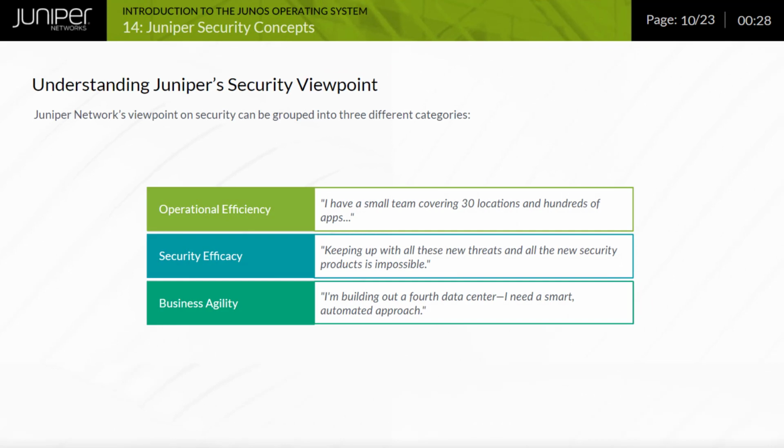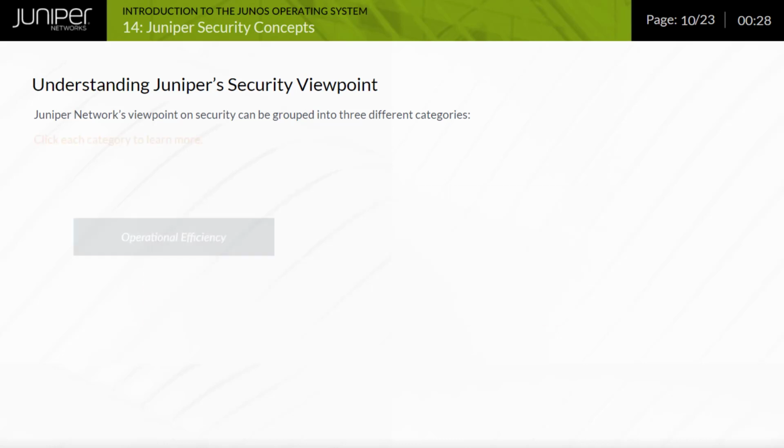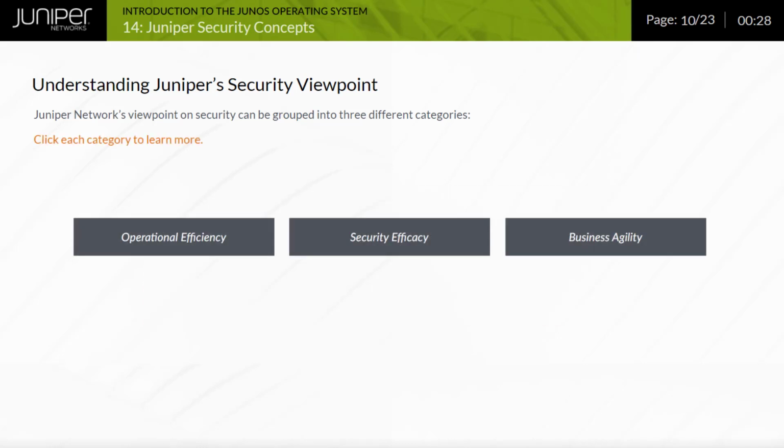Juniper Network's viewpoint on security can be grouped into three different categories. 1. Operational efficiency. 2. Security efficacy. And 3. Business agility. Click each category to learn more.